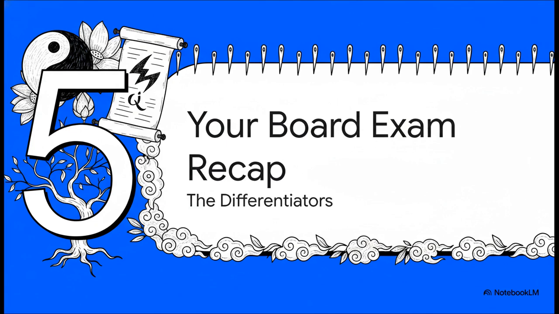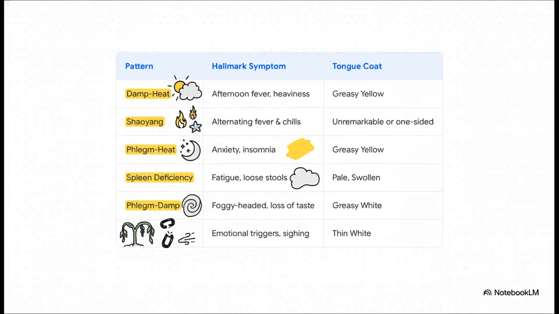Okay, let's lock all this in with a final high-yield recap. This right here is your cheat sheet. For each pattern, we're just going to focus on the single biggest giveaway that's going to pop up on your exam. Let's do a lightning round. Damp heat, afternoon fever, greasy yellow coat. Got it. Xiaoyang, alternating fever and chills. Phlegm heat, greasy yellow coat plus anxiety.